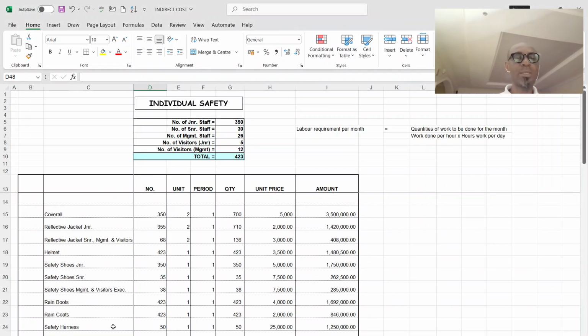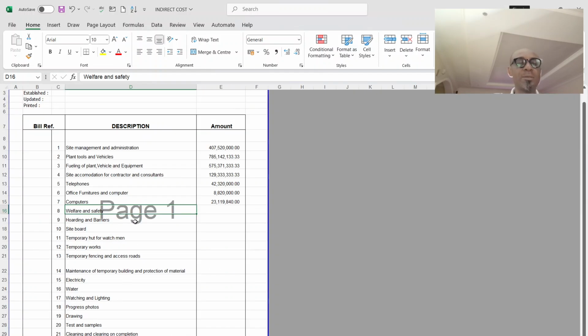Hello, we are here again to continue the series on how to price preliminary items. Today we're going to be taking item 8 on the list, having accomplished 1 to 7.